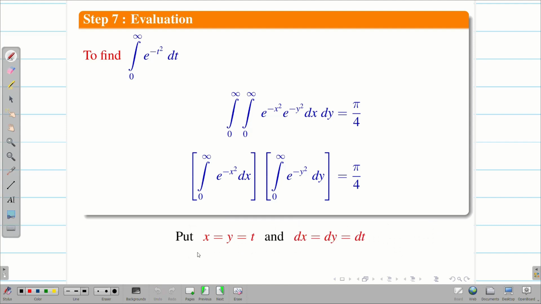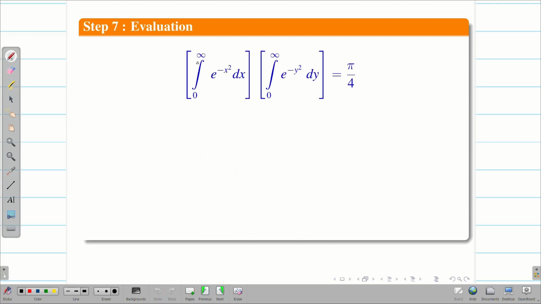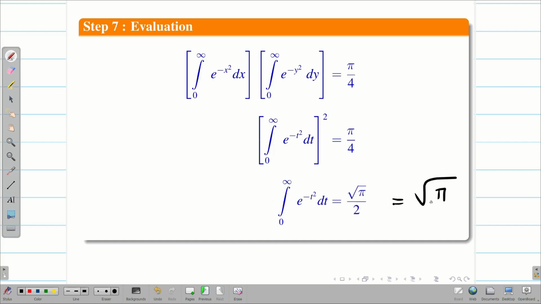So we can easily achieve this result, as when we substitute everything in terms of t, both are going to be the same. So we'll be getting integral 0 to infinity e power minus t square dt, whole square. Taking square root on both sides, we get square root of pi divided by root 4, which is 2. This is my answer. So we have evaluated the problem using the result which we derived earlier.